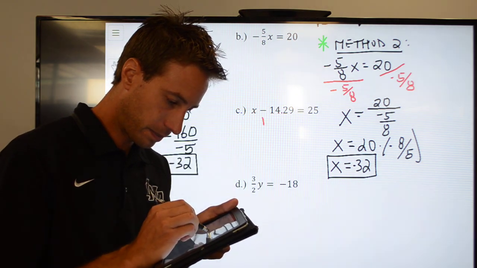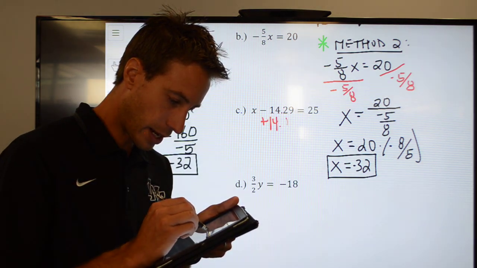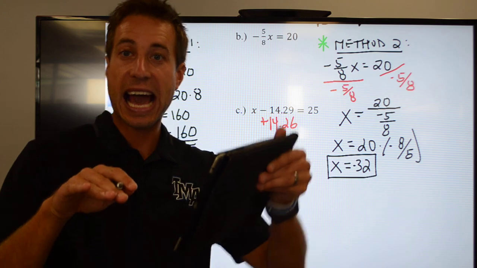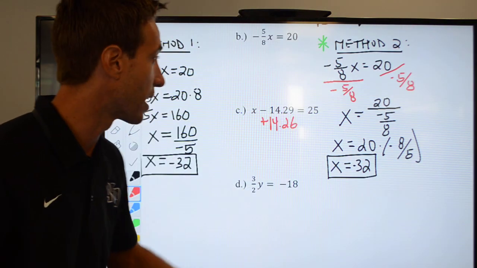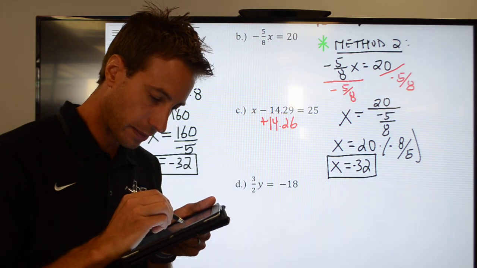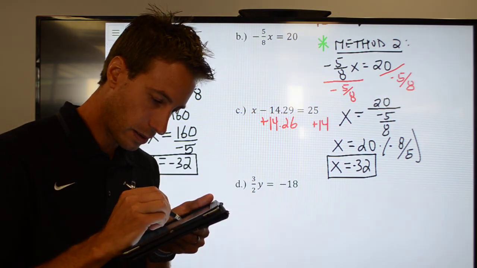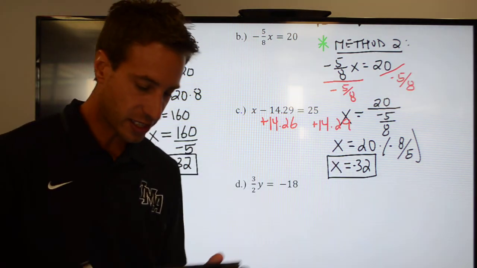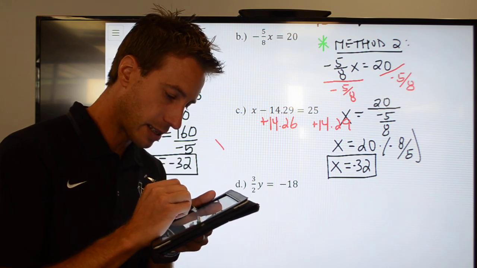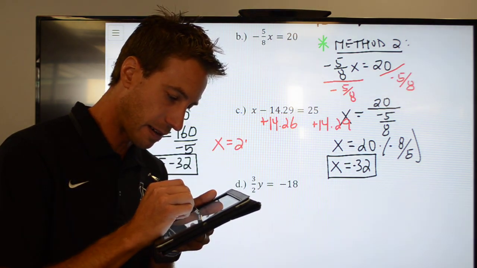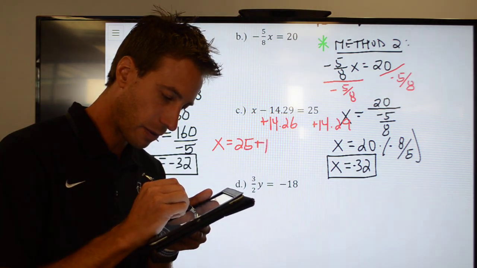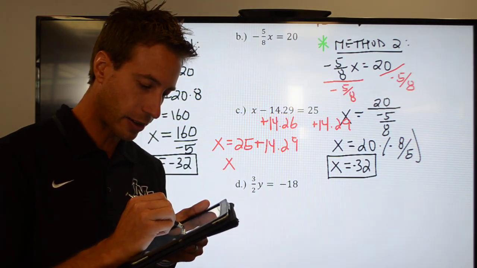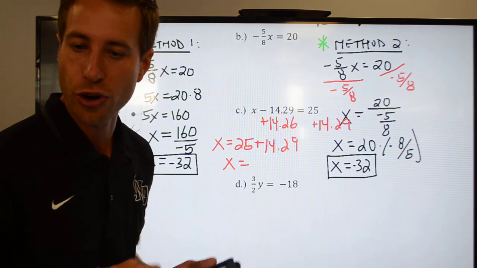Let's go plus 14.29. Again, you got to think of the equal sign as a scale. And if I add something to one side, I have to add the same amount to the other side. So I need to add 14.29 to the other side of the equation as well. What that's going to do is leave me with x is equal to 25 plus 14.29. Go ahead and grab a calculator, throw that in your calculator. Don't fat finger something on your calculator, and I get 39.29.